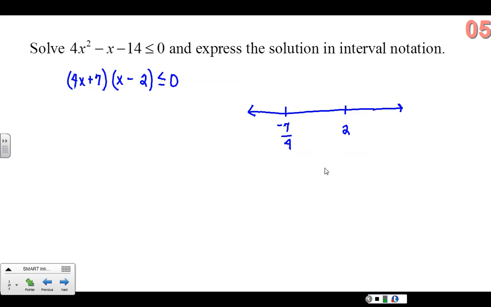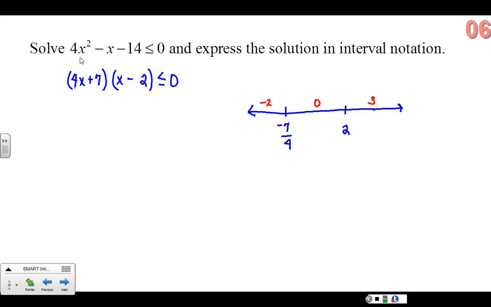So I could pick negative 2 as a test point. Something between negative 7/4 and 2, I could pick 0 as a test point. And something larger than 2, I could pick 3 as a test point. So we're going to test those in this polynomial and see what signs we get.